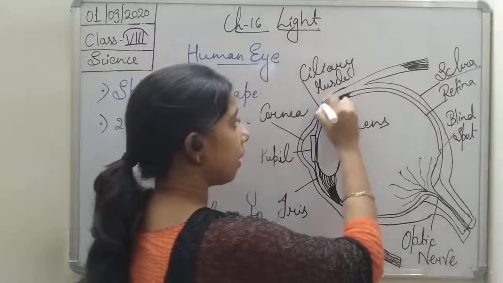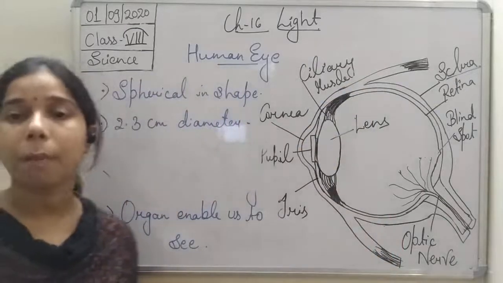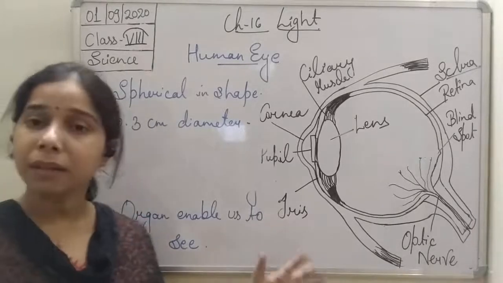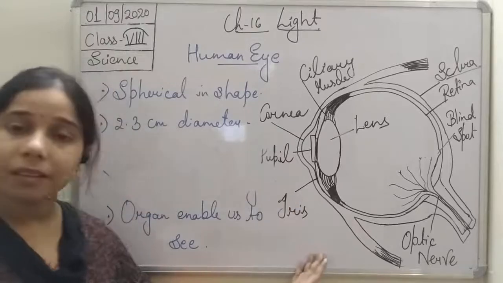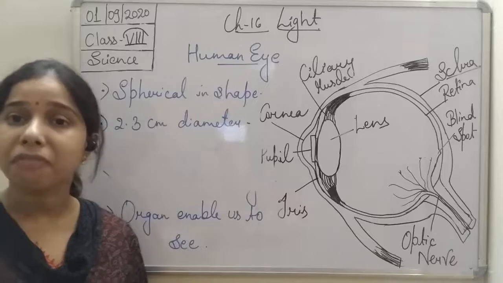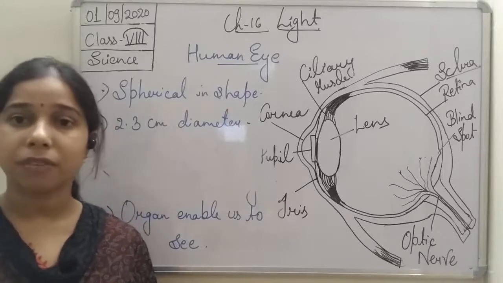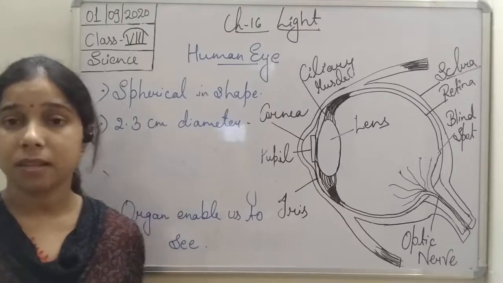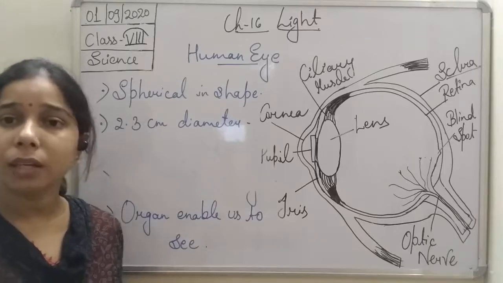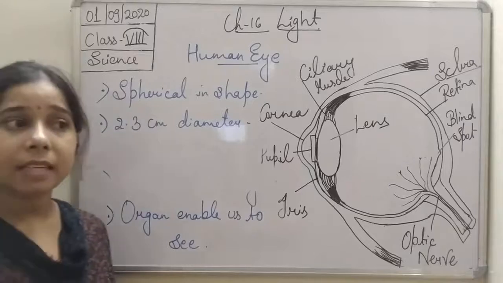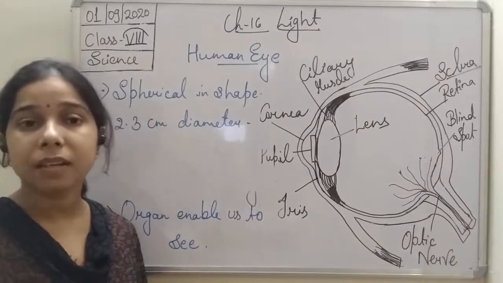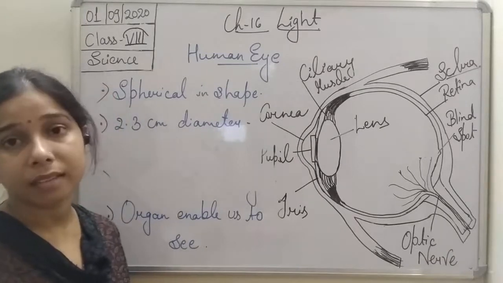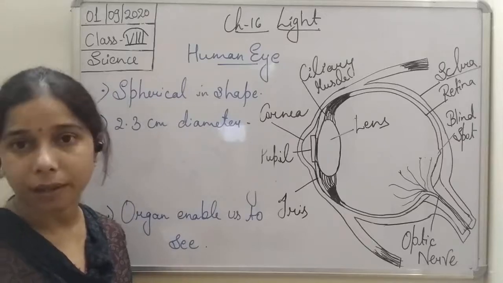Sclera. As you can see here, the sclera is the outermost part of the eye. It is the outermost hard covering of the eye, made up of a very tough fibrous tissue. Now since it is present at the outermost, you know that the basic role of whatever is at the outermost of anything is to protect. So we can understand that the sclera helps in protecting the eye. So we can write it.